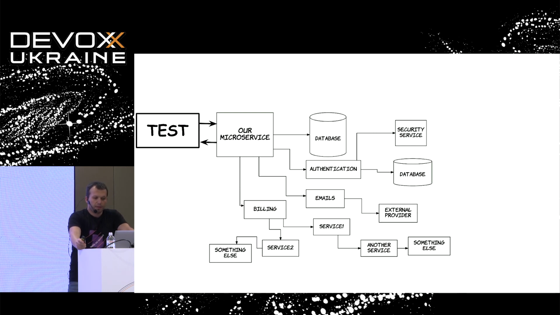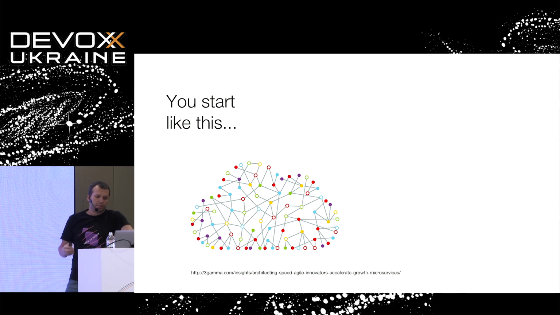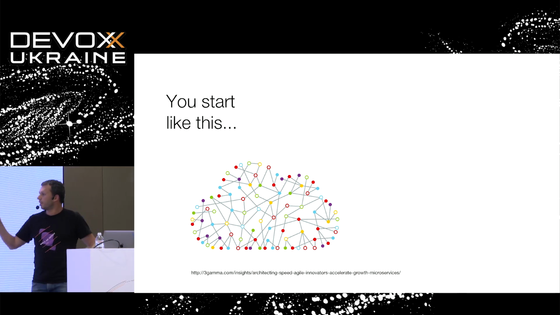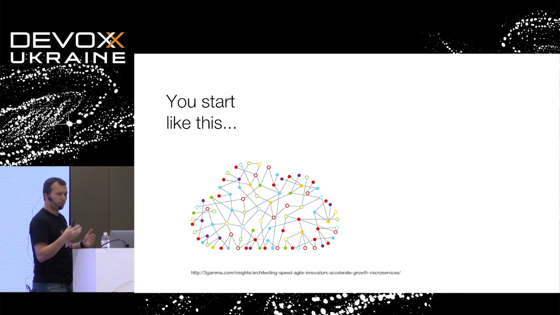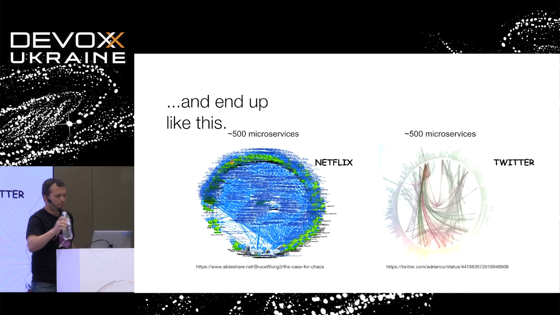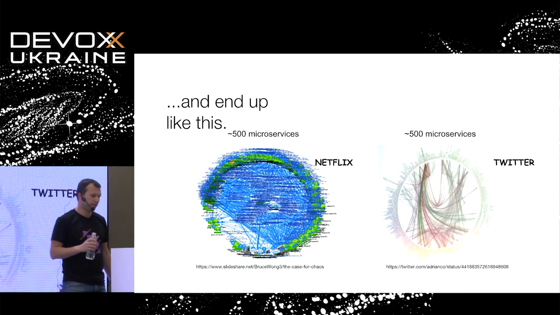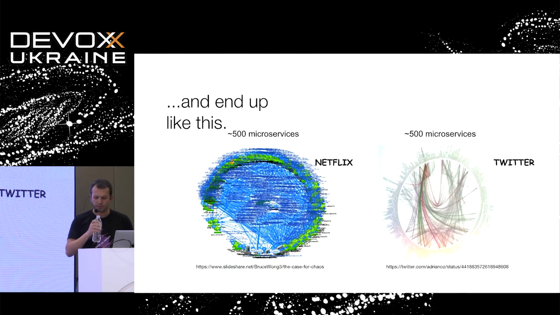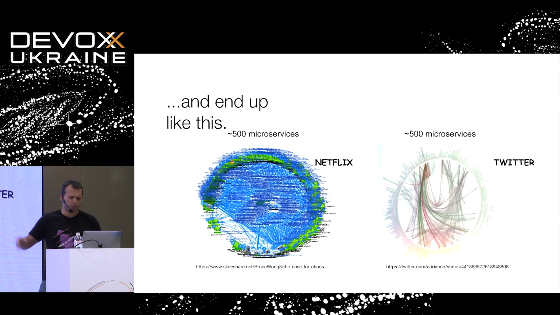In the beginning, you try to work with this, so you run the whole thing on your machine. But the problem is that it starts as something nice like this, but when your company grows, you have more users, more developers, more microservices, it looks like this. Okay, and this is just 500 microservices from Netflix and Twitter that they shared their diagram online, so I used it. And it can be much more than 500. I think this diagram is from a few years ago.